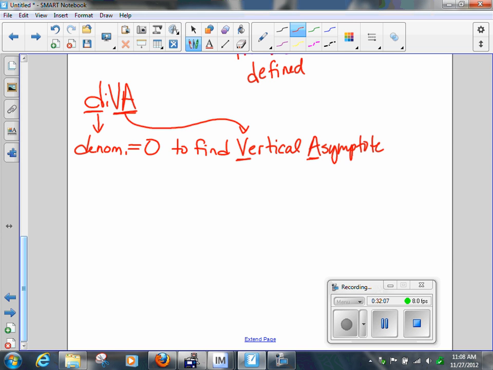Diva. Okay, denominator equal to 0 will help you find the vertical asymptotes. Draw them, graph it on your calculator, draw the graph. Got it? How else are we going to use this? Let's look at another one.